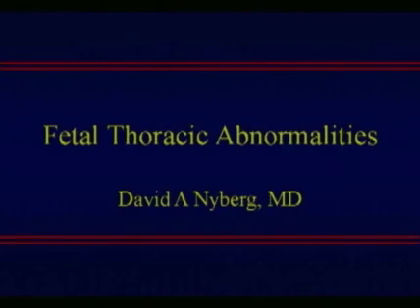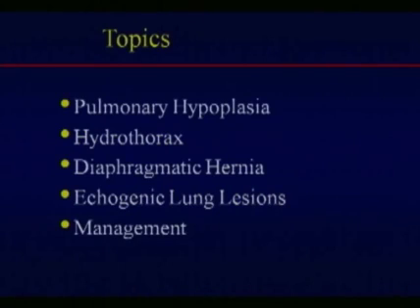Welcome. I'm speaking about fetal thoracic abnormalities today. The topics I'd like to cover are briefly normal thorax and lung, and then conditions including pulmonary hypoplasia, briefly hydrothorax. I'm going to spend a lot of time with diaphragmatic hernia, and then talk about echogenic lung lesions in general, including cystic adenomatoid malformation of the lung and sequestration, and I'll also be discussing management.